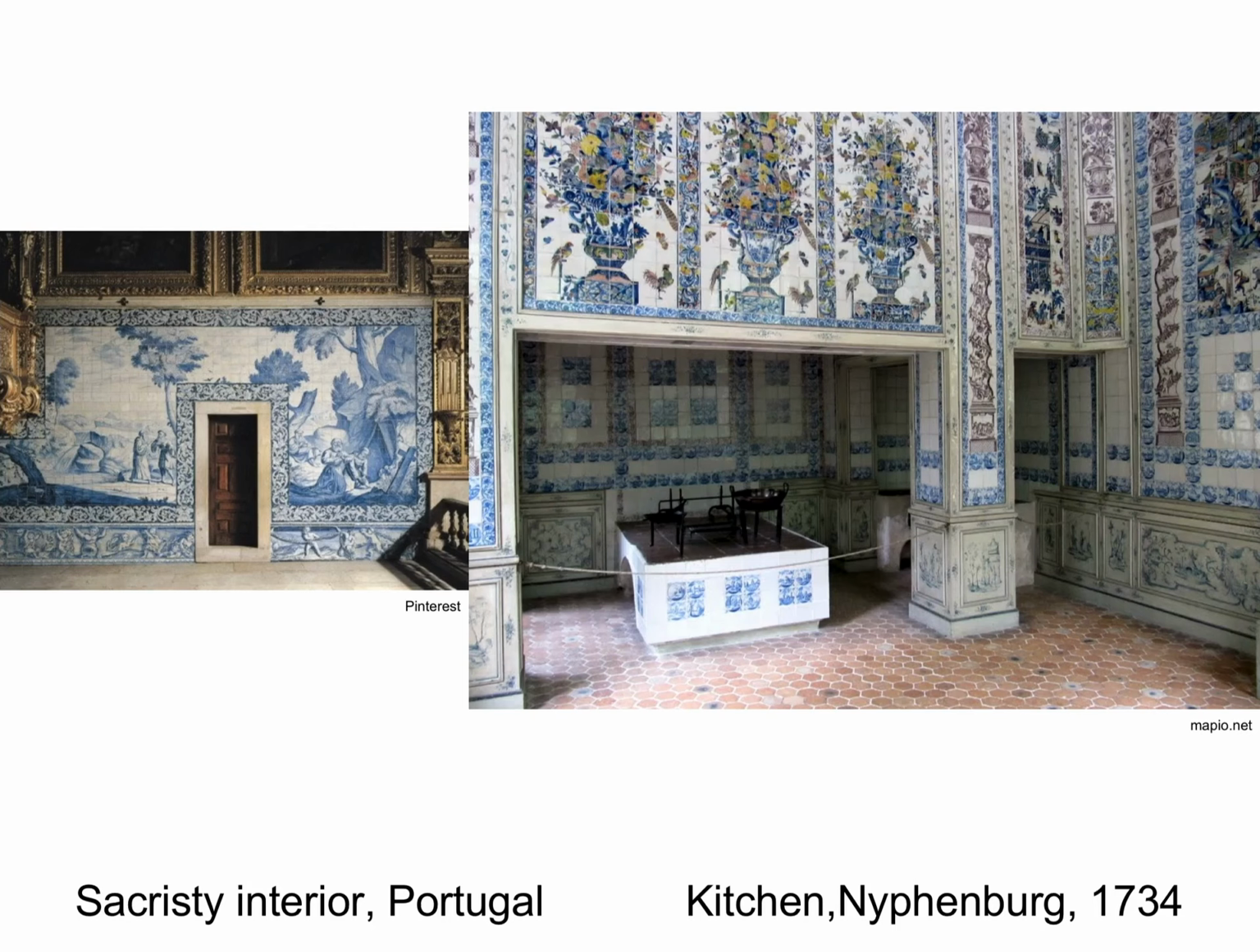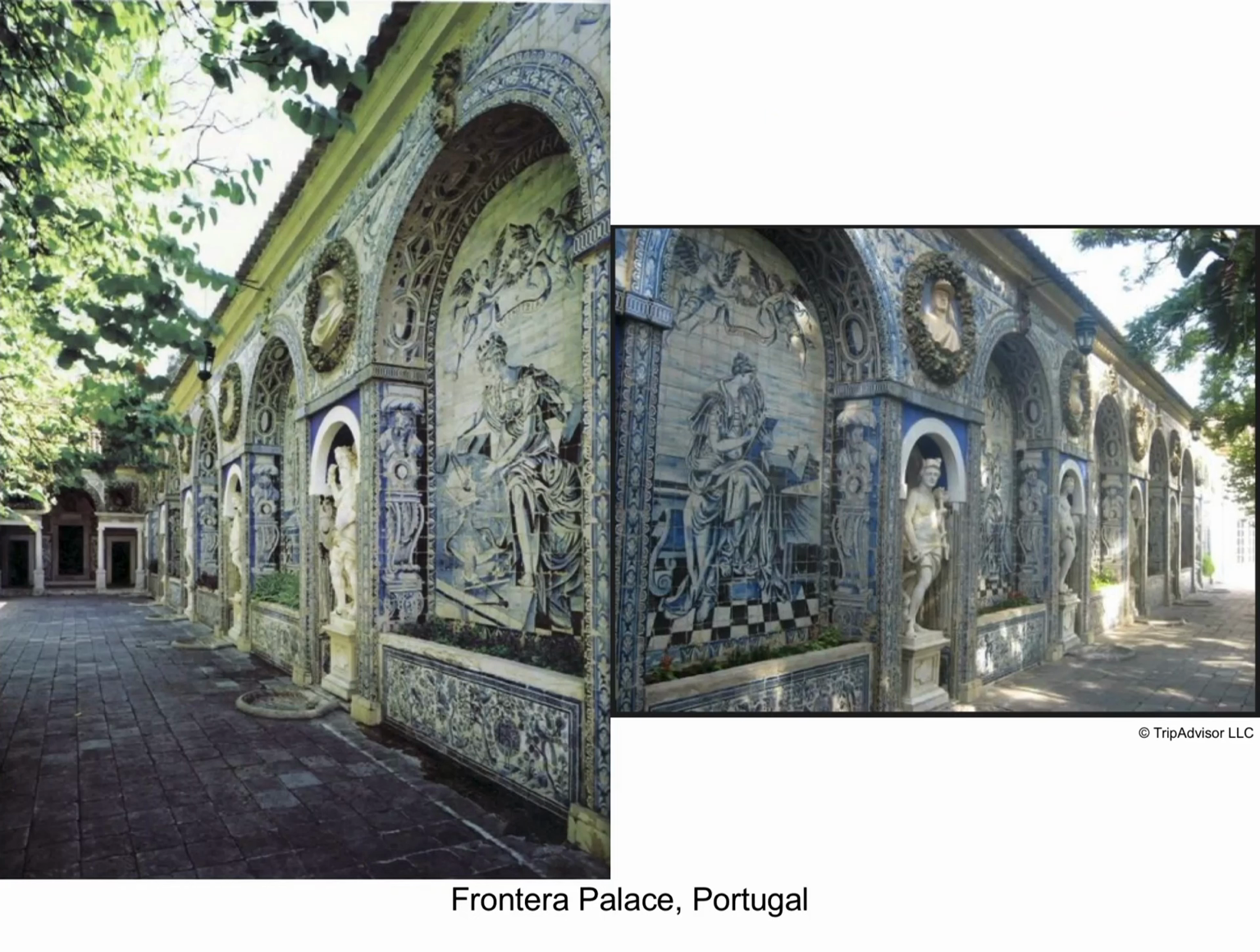All kinds of interiors and exteriors of buildings are covered in tiles. This is an example of a sacristy from Portugal on the left and a kitchen in Nuremberg, Germany on the right. So those buildings have been covered in tiles for centuries. They're rained on, all kinds of things happen to them, and they retain their freshness, the crispness of the decoration.